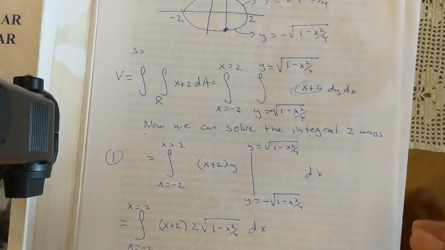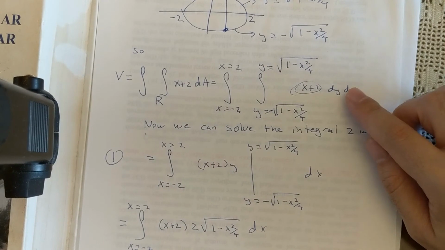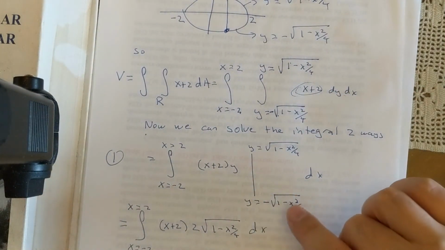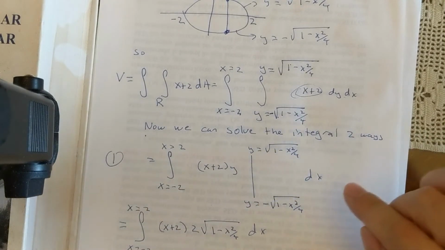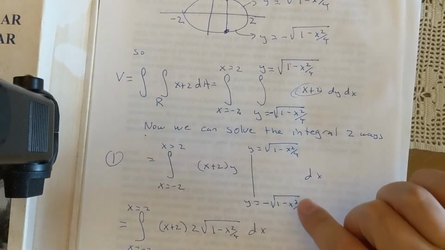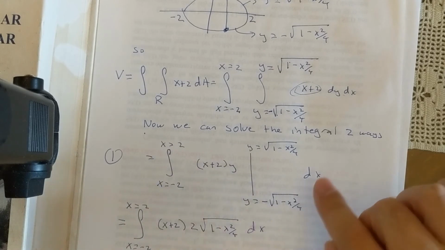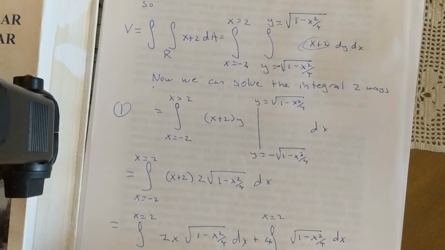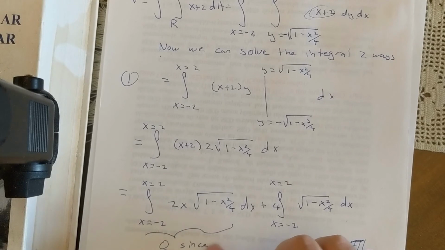The first way is we just go ahead and integrate it. Because this is x plus 2, this is going to be x plus 2 times y, evaluated from this square root to this square root. Well, this guy minus this guy is going to make twice this guy, so twice the square root basically. So once we evaluate it, we end up with x plus 2 times twice the square root inside the integral.